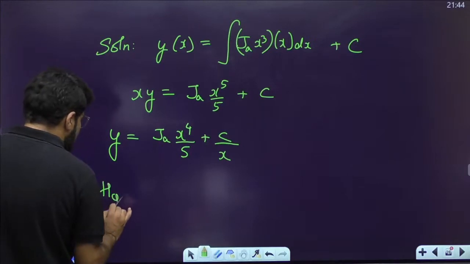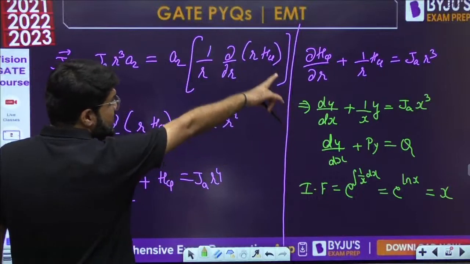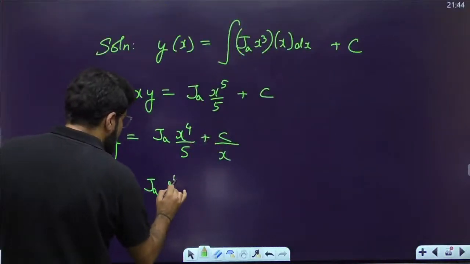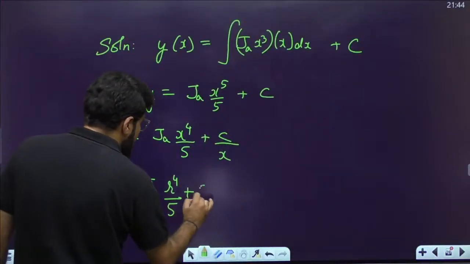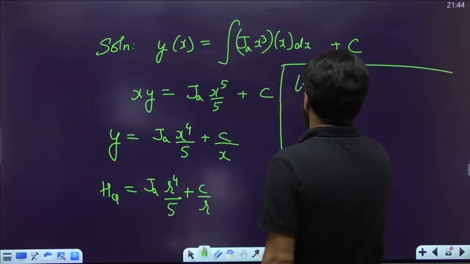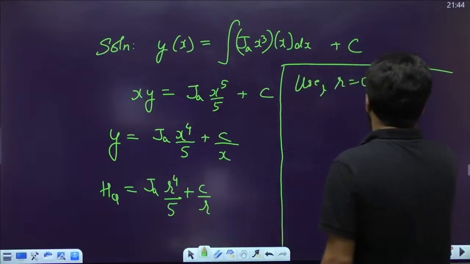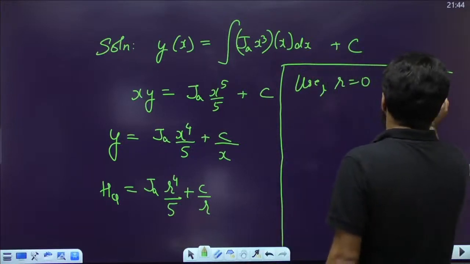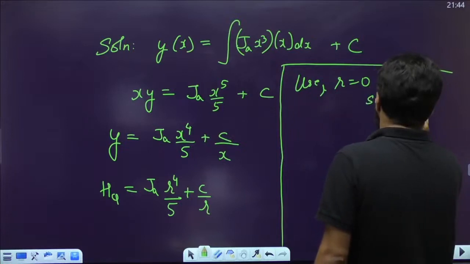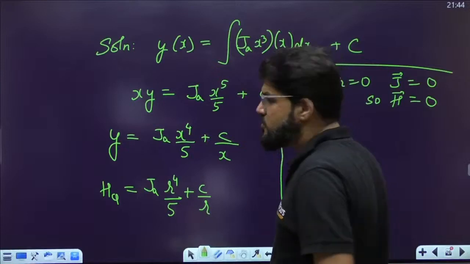Now this y means H phi actually, and that is given by J a, x in place of R, since it is a function of R: R power 4 by 5 plus c by R. But you can now use that at R equal to 0, the J is 0, so the magnetic field should also be 0.